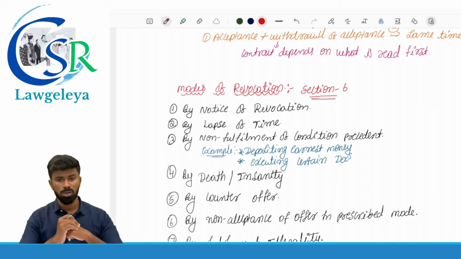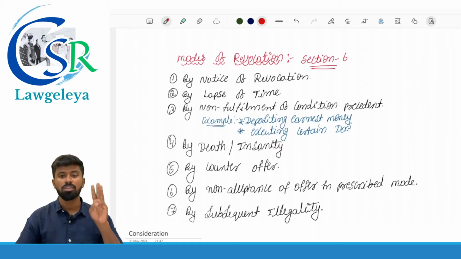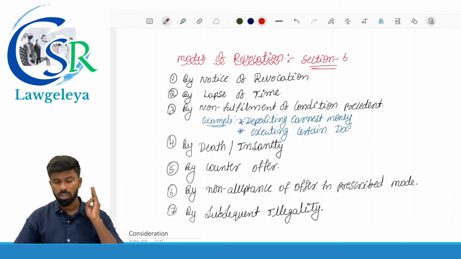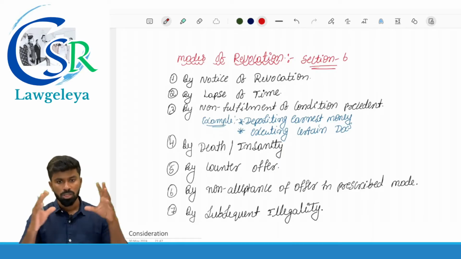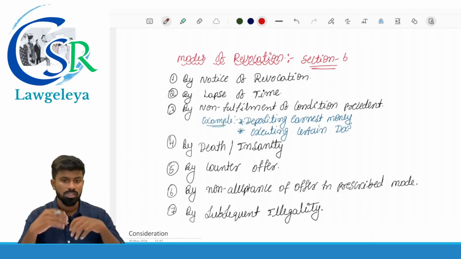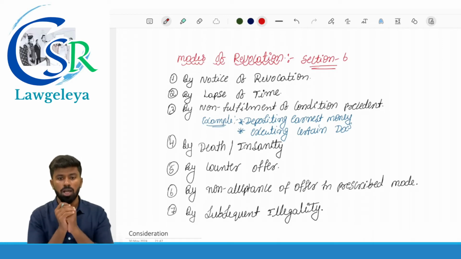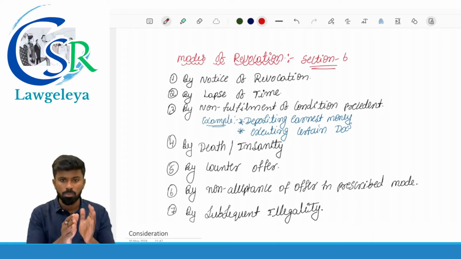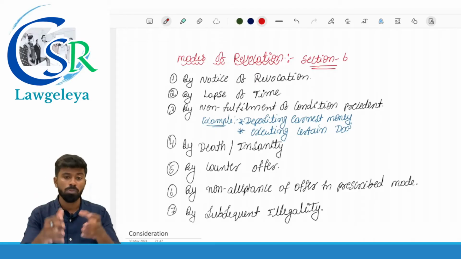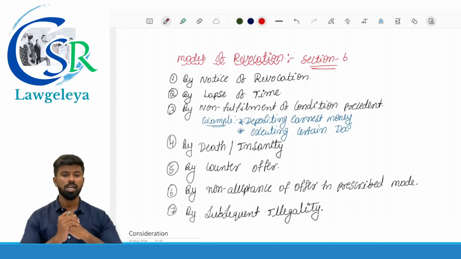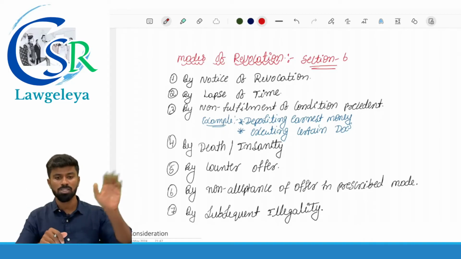So let's recall the section numbers. Section number 1 is what? Short title, extent, commencement. Section number 2 is what? Definition. 3, communication of offer and acceptance. 4, when the communication of offer and acceptance is complete. 5, revocation. 6, modes of revocation. 7, acceptance must be absolute and unqualified. 8, accept it by performing it. Accept the offer by performing the conditions of the offer. 9, promise can be expressed as well as implied. 10, essential elements of what contract? A valid contract. 4 plus 5.